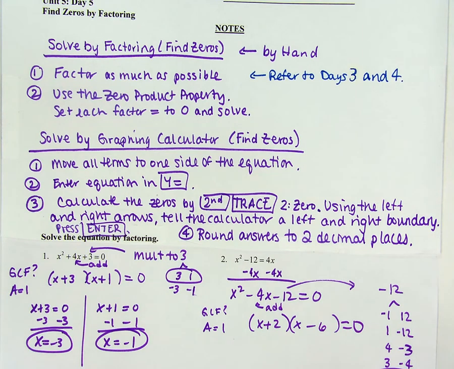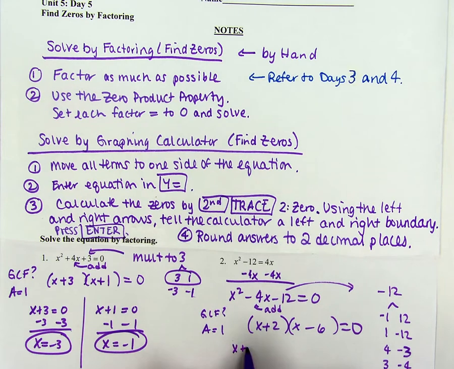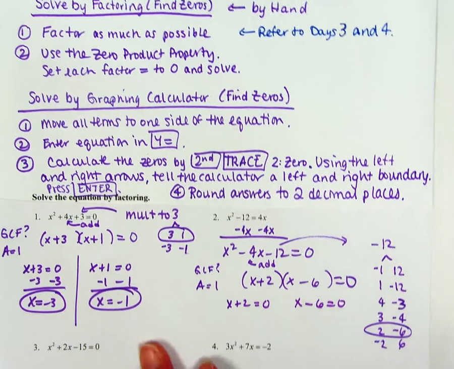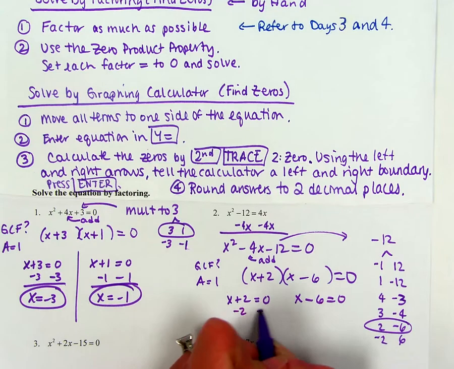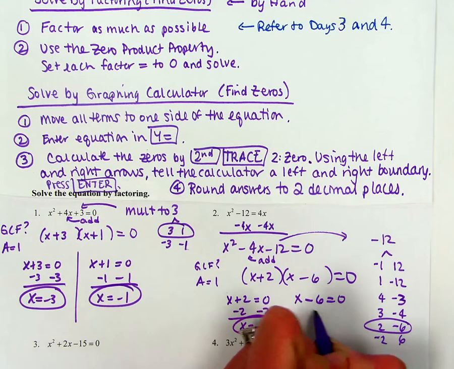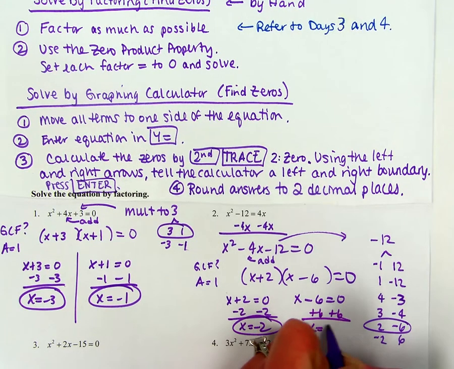All right, so now I'm going to look at how can I get x plus 2 to equal 0 and x minus 6 to equal 0. So I know that I'm going to subtract 2. I get x equals negative 2. Add 6, and I get x equals 6.